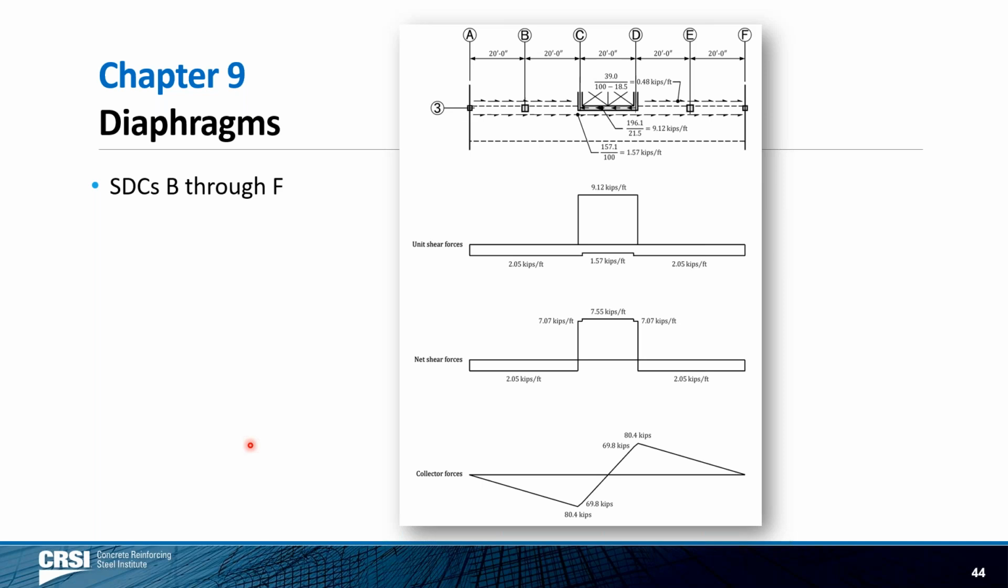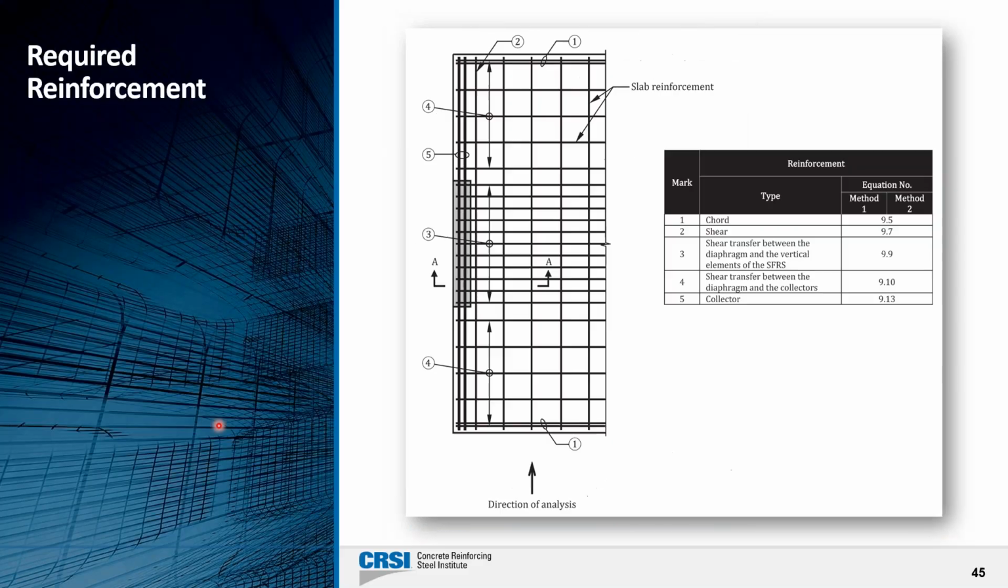Chapter 9 covers diaphragms, and that's again through seismic design categories B through F. This just shows you one of the examples where we determine all of the unit shears in the diaphragm and in the wall. We get our unit shear forces, our net shear forces, and what our collector forces are. We do it for quite a number of different examples of the buildings that we covered before.